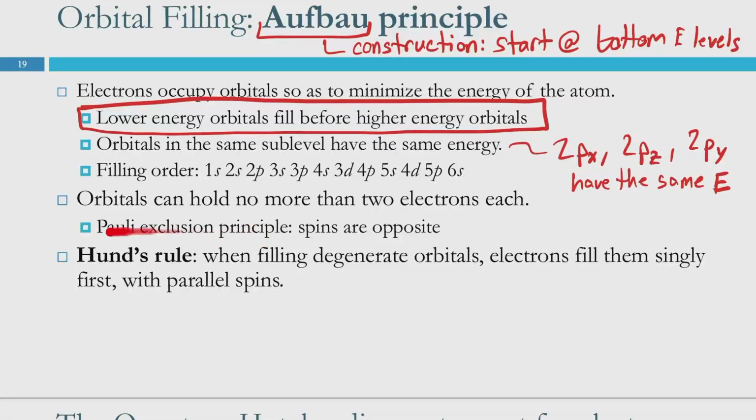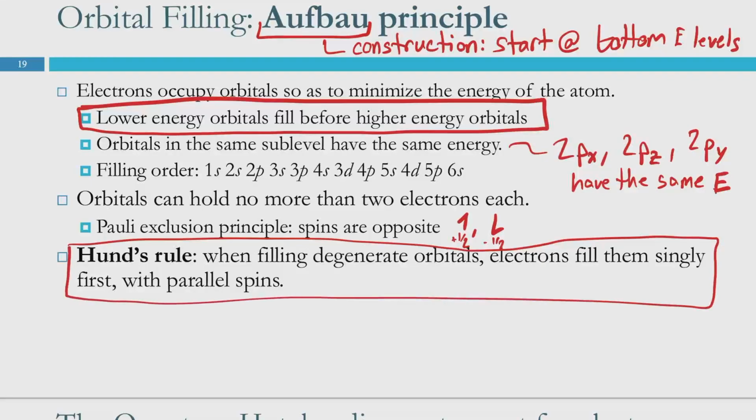Because of our Pauli exclusion principle, orbitals can hold no more than 2 electrons each, and the spins have to be opposite, to have plus 1/2 and minus 1/2 quantum numbers so that they don't have 4 duplicate quantum numbers. And then our third rule, Aufbau principle, is sort of a rule. Our second actual rule is Hund's rule. So when we're filling degenerate orbitals, degenerate meaning they have the same energy level, like 2px, 2py, 2pz, the electrons fill in singly first with parallel spins.